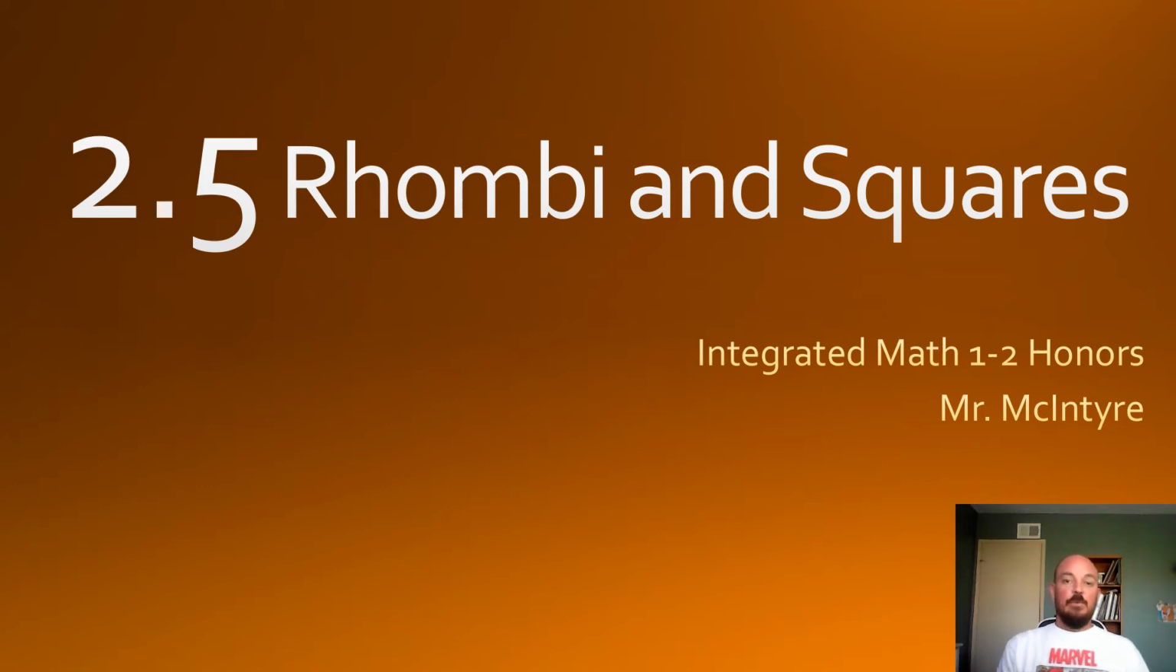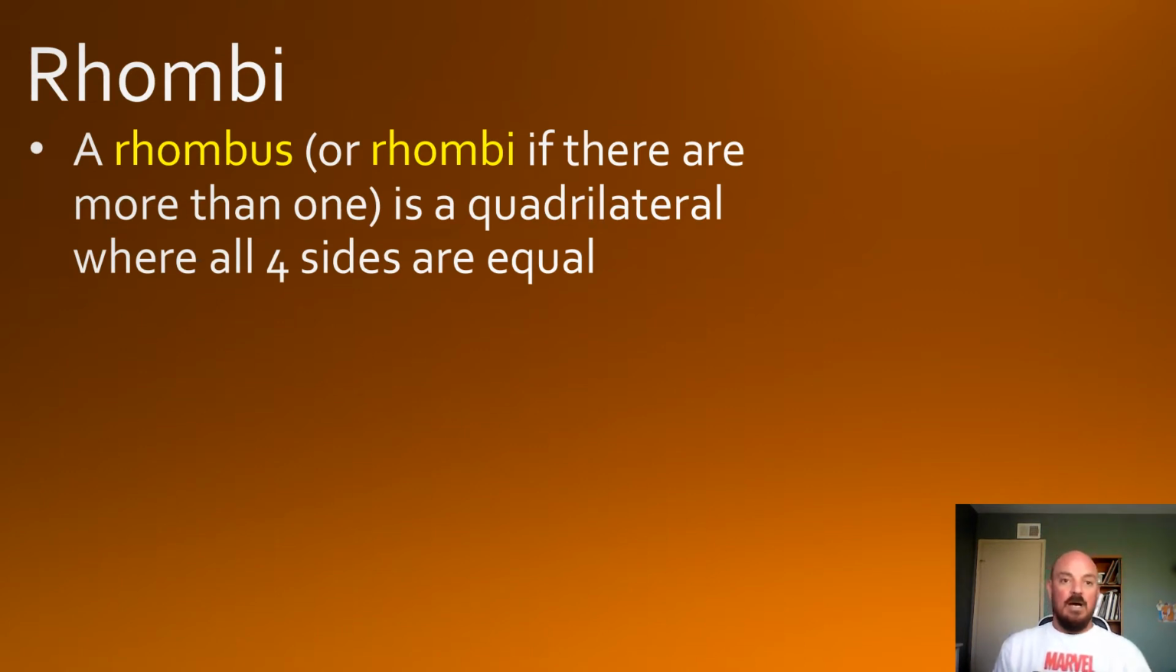Hi everyone. Today we're going to keep talking about quadrilaterals, and the next on our list is rhombi and squares. So let's start with rhombi, or the singular for that word would be rhombus. If you have one of them, we call it a rhombus. If you have more than one, we call them together rhombi.